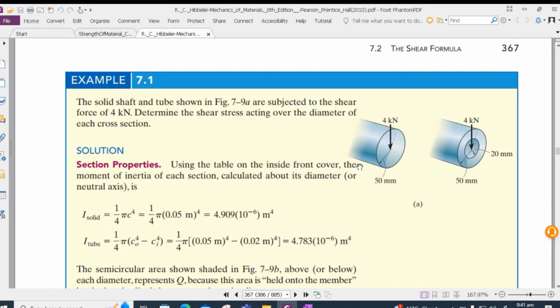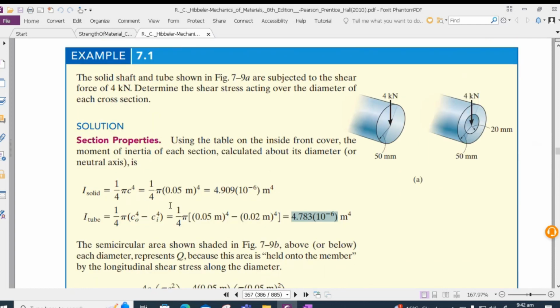So for the solid shaft, we have I equal to pi r^4 by 4, and plugging the values, we get this. For the tube, we have pi by 4 times r external^4 minus r internal^4. So 0.05^4 minus 0.02^4, whole bracket multiplied by pi by 4, and we get this value, which is 4.783 into 10 to the power minus 6 meter^4.